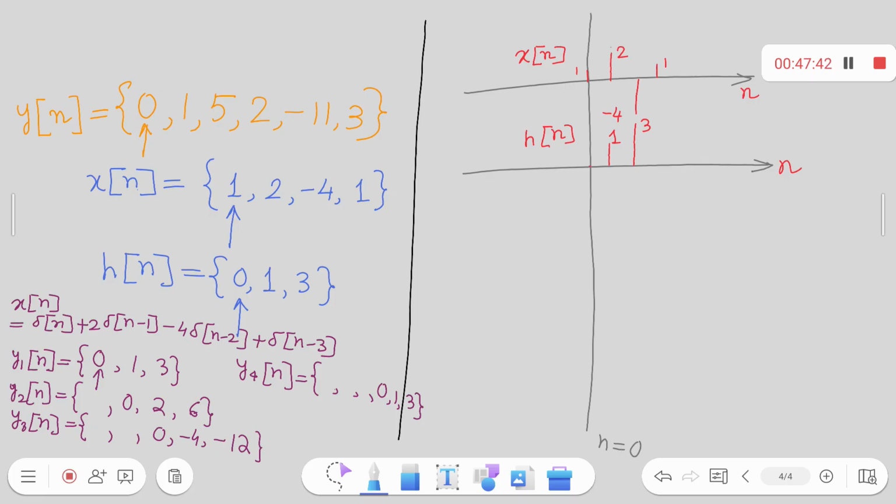The second approach could have been the graphical approach. Graphically, you already know x of n and h of n, and you just consider the operation.